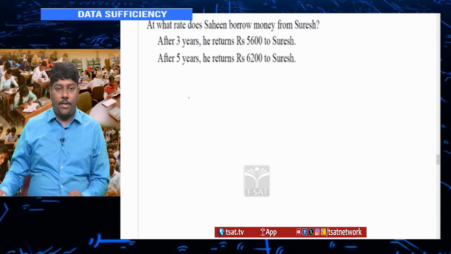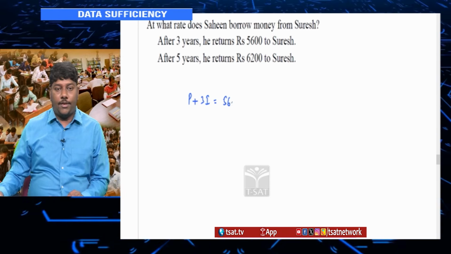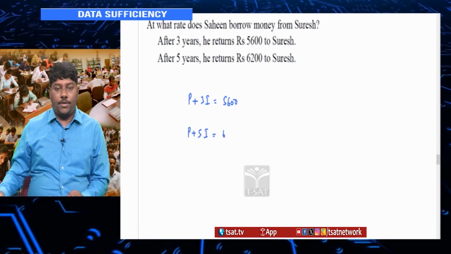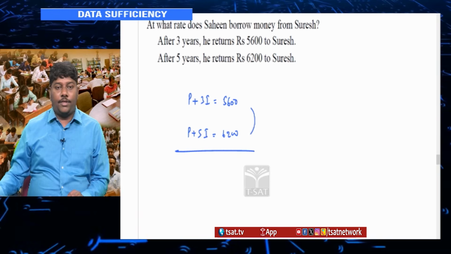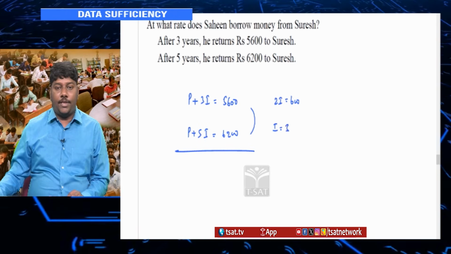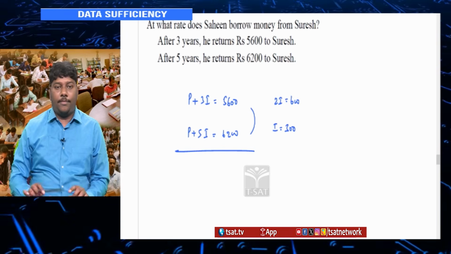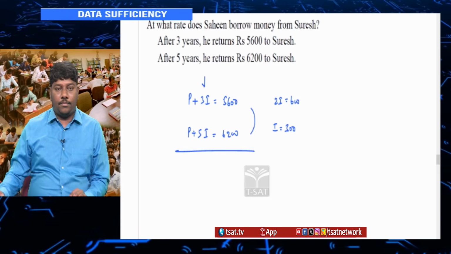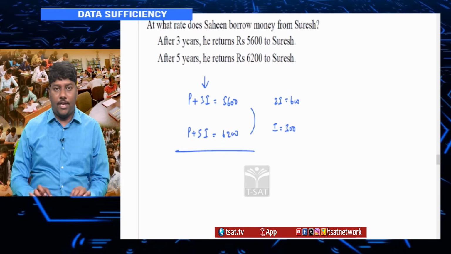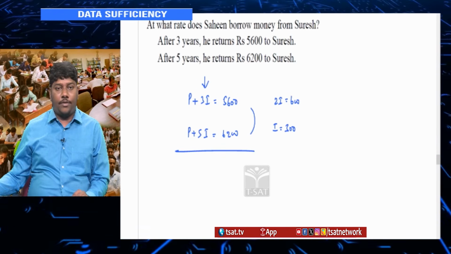So he says principal plus 3 years of interest is how much? 5,600. Principal plus 5 years of interest, therefore how much it is? 6,200. Therefore 2 years of interest I would say 600. Interest per year is 300. So if you substitute, you will get the principal and also you get rate. I don't need to find out rate, but it is possible to find it out if you combine.